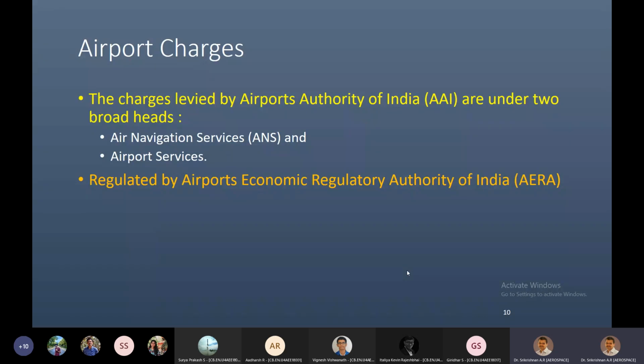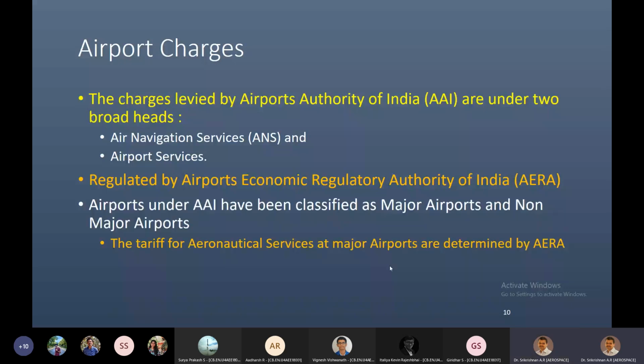So the function of AERA is primarily focused on the major airports, and the tariff associated with the services of the major airports. Now, major airports in India, the categorization depends on the volume of traffic, revenue, etc., as major and non-major.